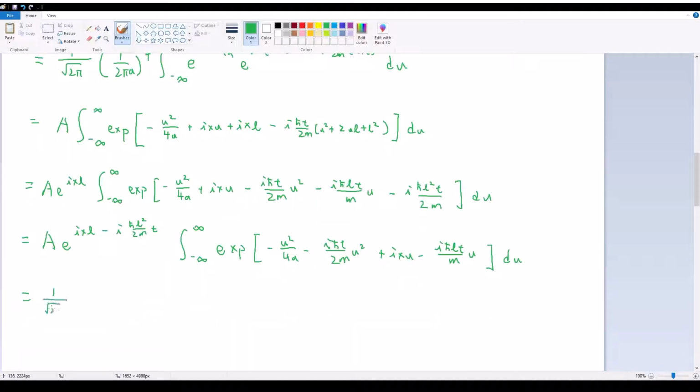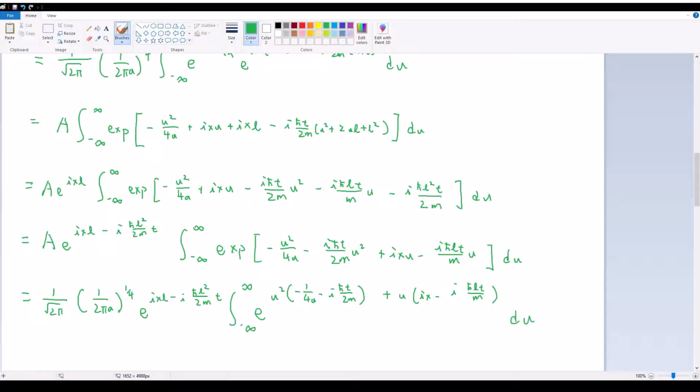So 1 over square root of 2 pi times 1 over 2 pi a to the power of 1/4. Let me just verify that's correct. Yeah. And then times our exponential e to the i x l minus i h bar l squared over 2m times t, times our integral from negative infinity to positive infinity of e to the power of u squared times negative 1 over 4a minus i h bar t over 2m, plus u times i x minus i h bar l t over m. And I'm going to close this off with a du.